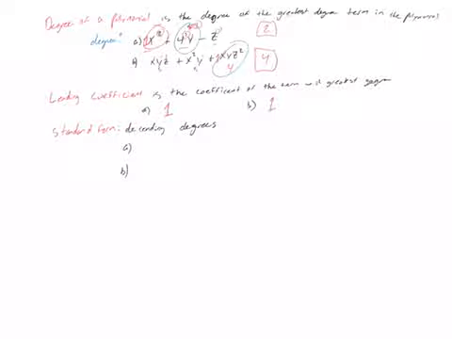Standard form is whenever you write each term with decreasing degree. So if we look at that first one, notice this first one has a degree of 2, this one has a degree of 1, that one has a degree of 1. So this one's actually already written in standard form.